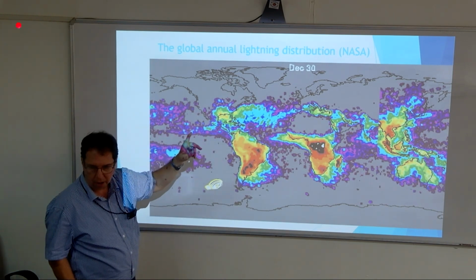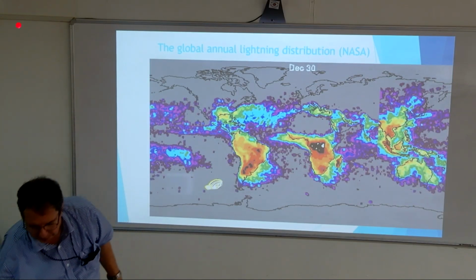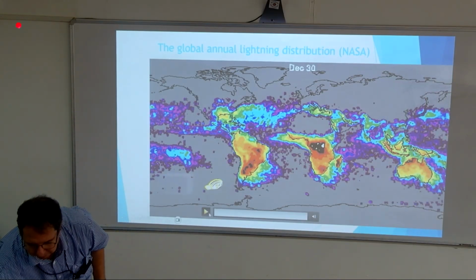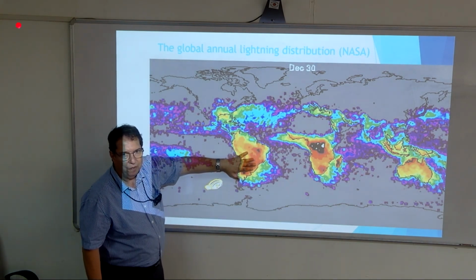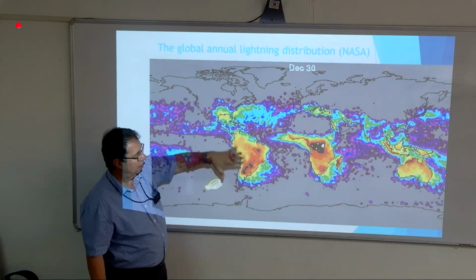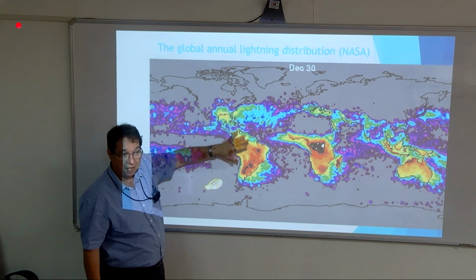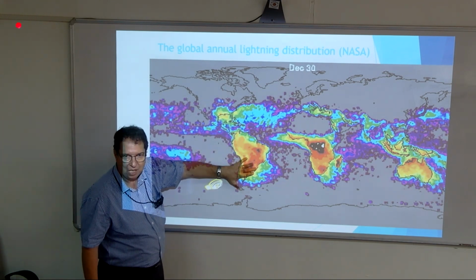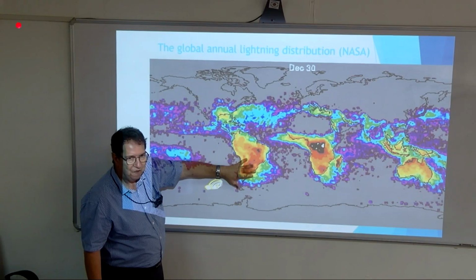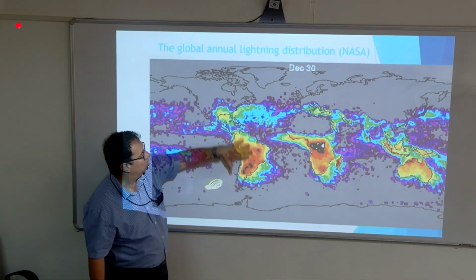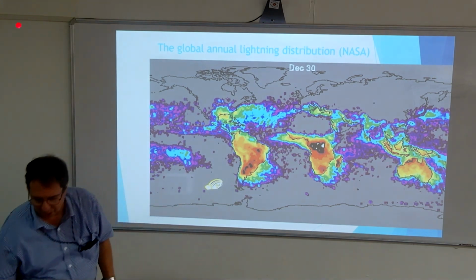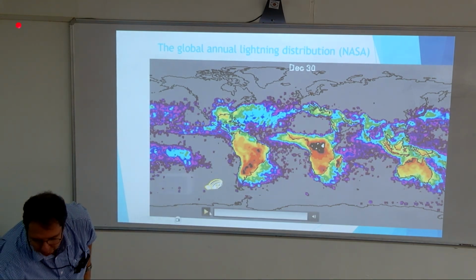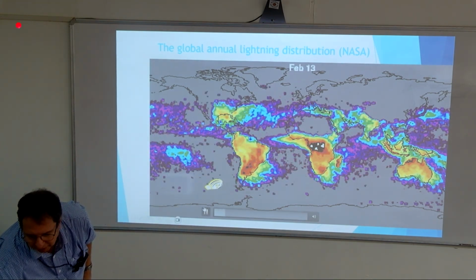This is winter. I'll run it again for you and maybe I'll stop. Notice how lightning migrates from winter in the northern hemisphere, which is summer in the southern hemisphere, and it moves from the southern part to the northern part. Lightning follows the summer. You know this, but this is a concrete proof. Okay?